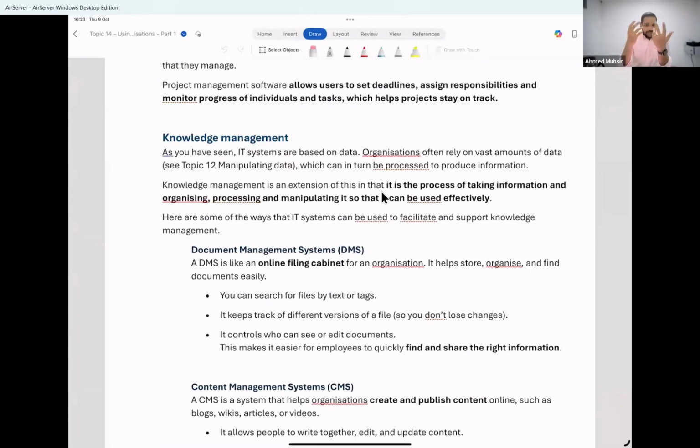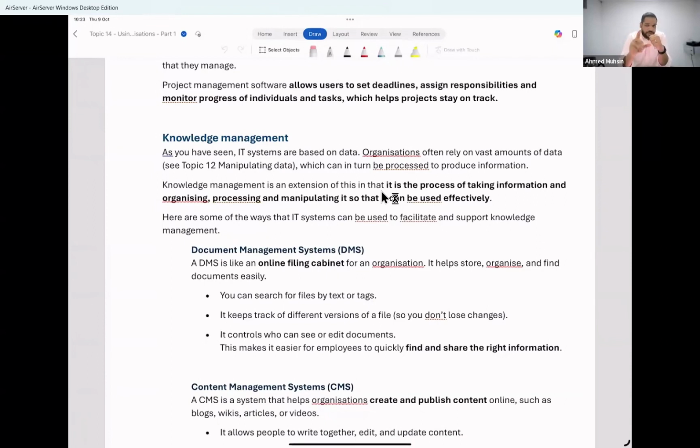So you can find files by their names, by their category. You can keep track of the changes that each file went through. It controls who can see or edit the documents. Okay, this is called your document management system. This is like your library of documents. And these documents will be company policies, company rules and regulations, company procedures. All this information.